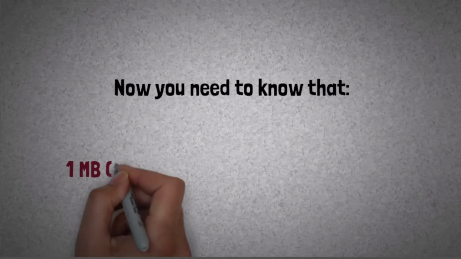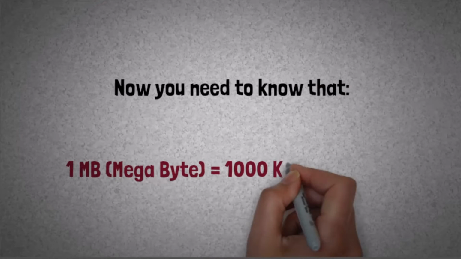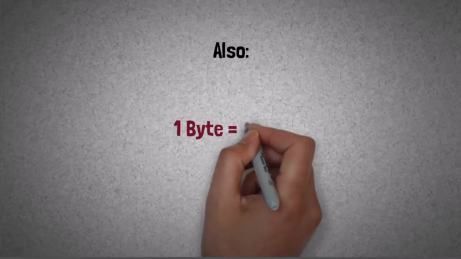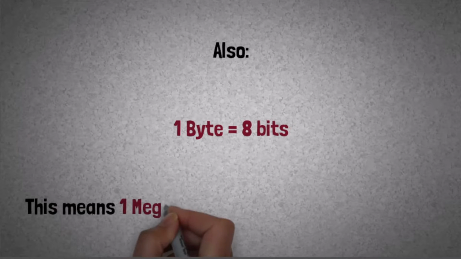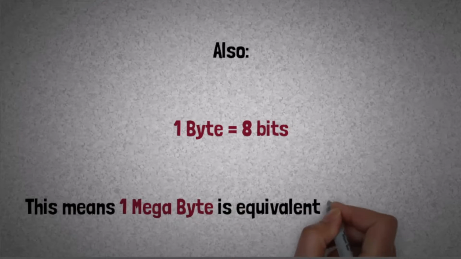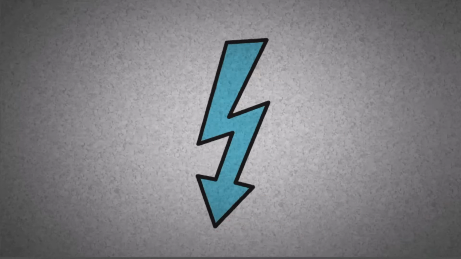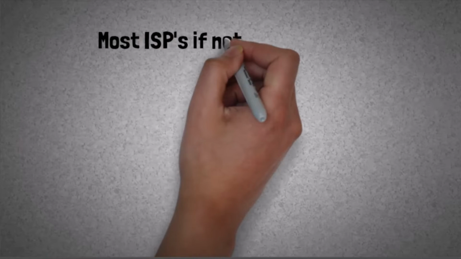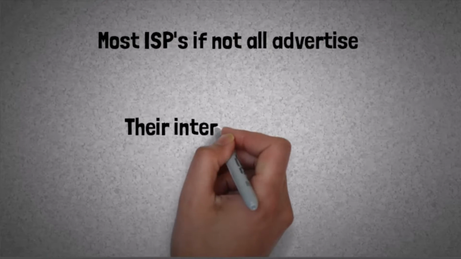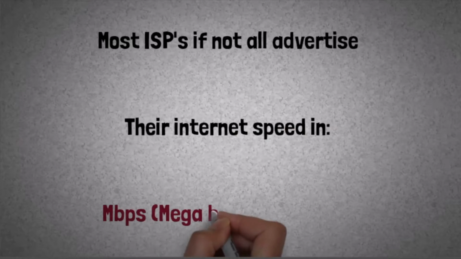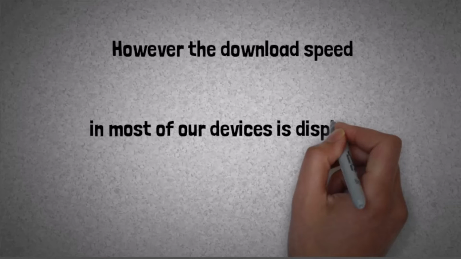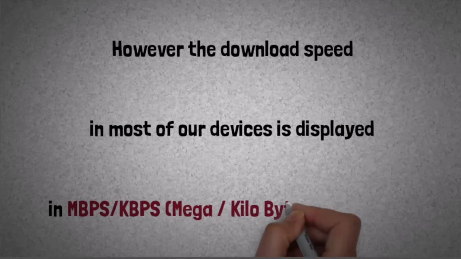Now you need to know that 1 megabyte equals 1000 kilobytes. Also, 1 byte equals 8 bits. This means 1 megabyte is equivalent to 8 megabits. Most ISPs, if not all, advertise their internet speed in Mbps, that is megabits per second. However, the download speed in most of our devices is displayed in MBps or KBps, megabytes/kilobytes per second.